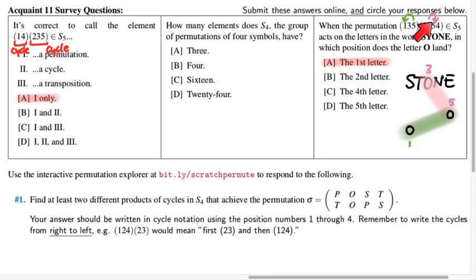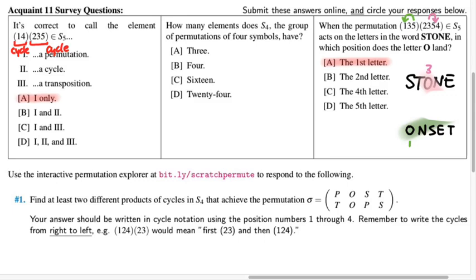It starts in position 3, ends up in position 5 after this cycle does its thing, and then 5 goes to 1 when this cycle does its thing. So the net result is that 3 goes to 1. Did anybody do the whole action of this permutation on the word stone? What did you get at the end? Onset. Yeah, that ends up being another actual anagram of the word stone.